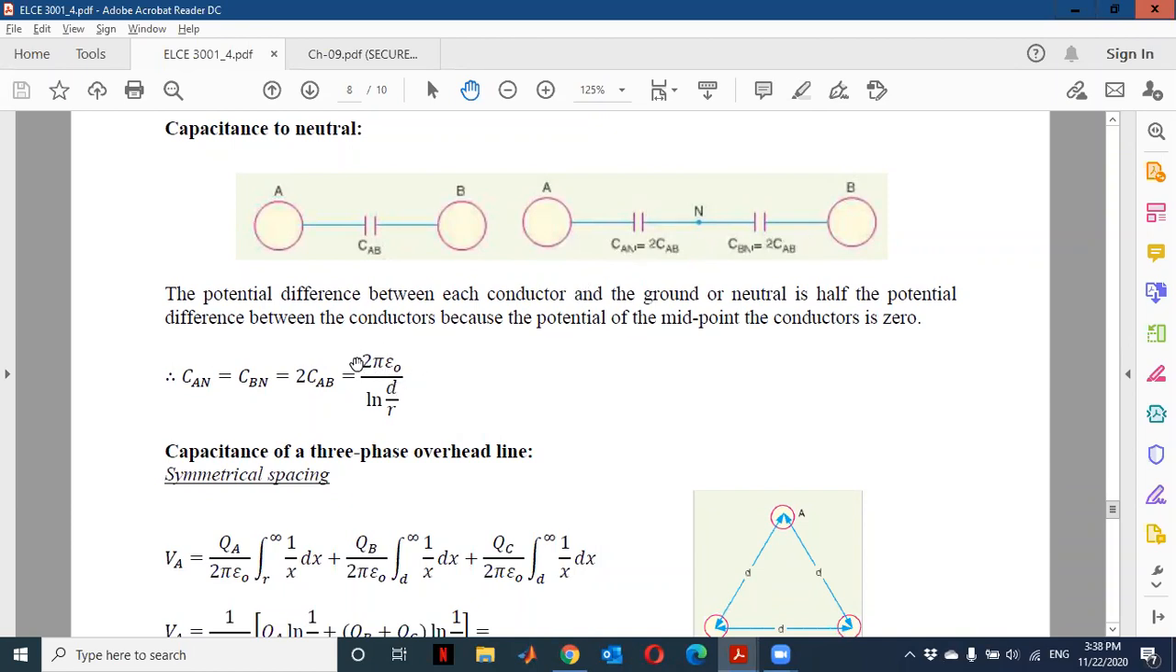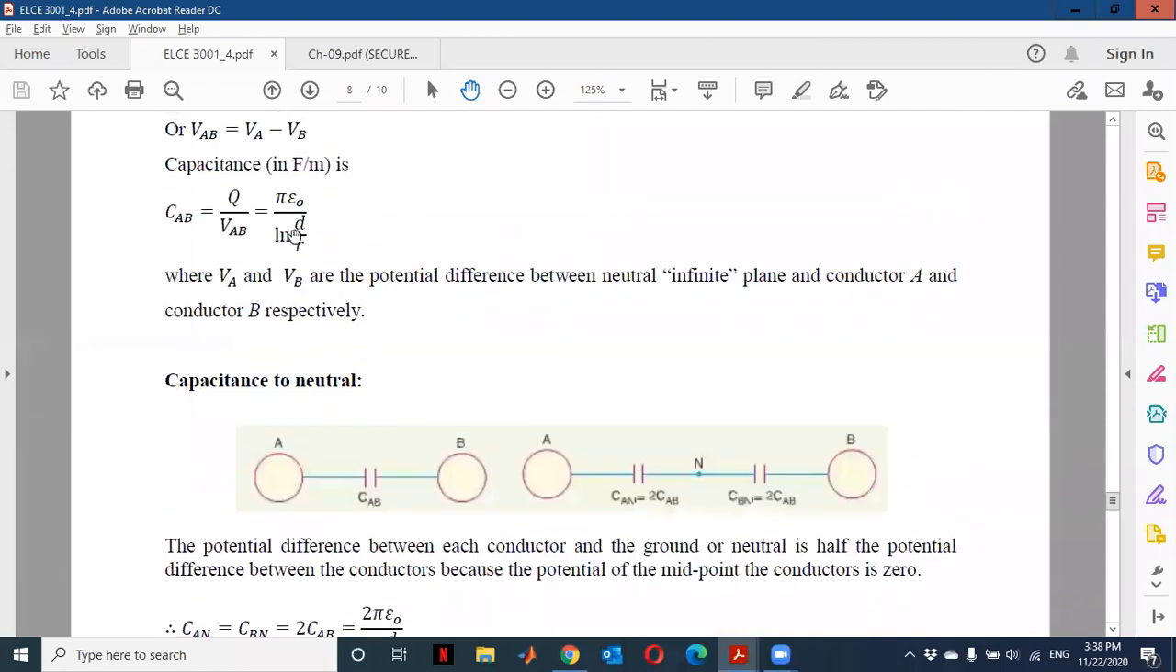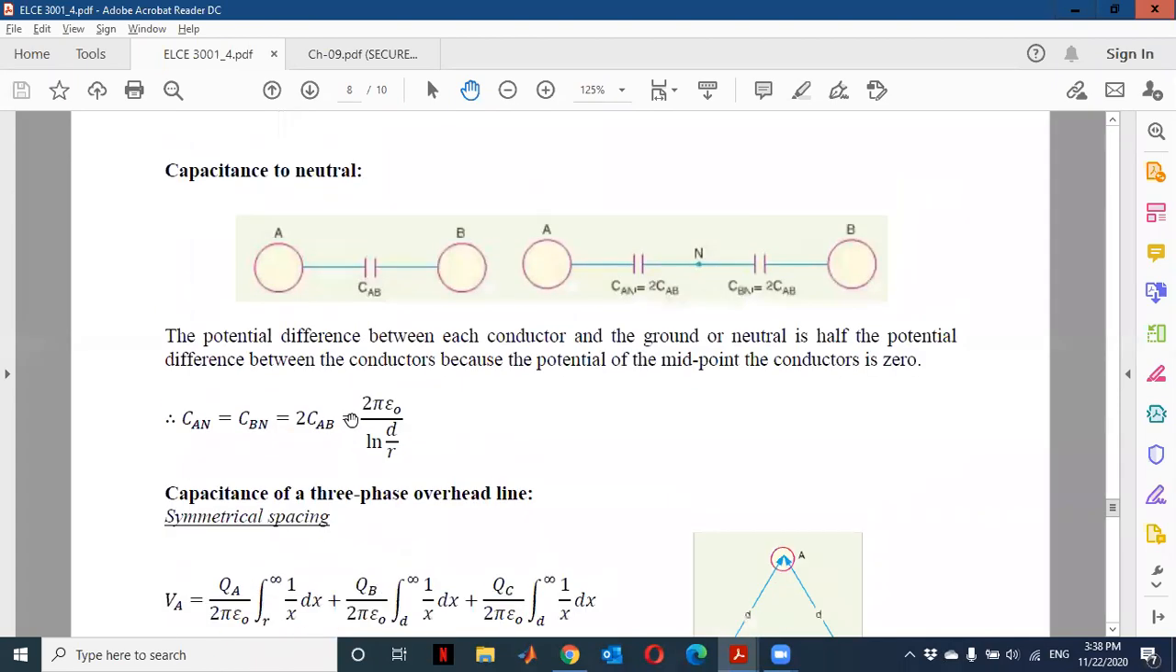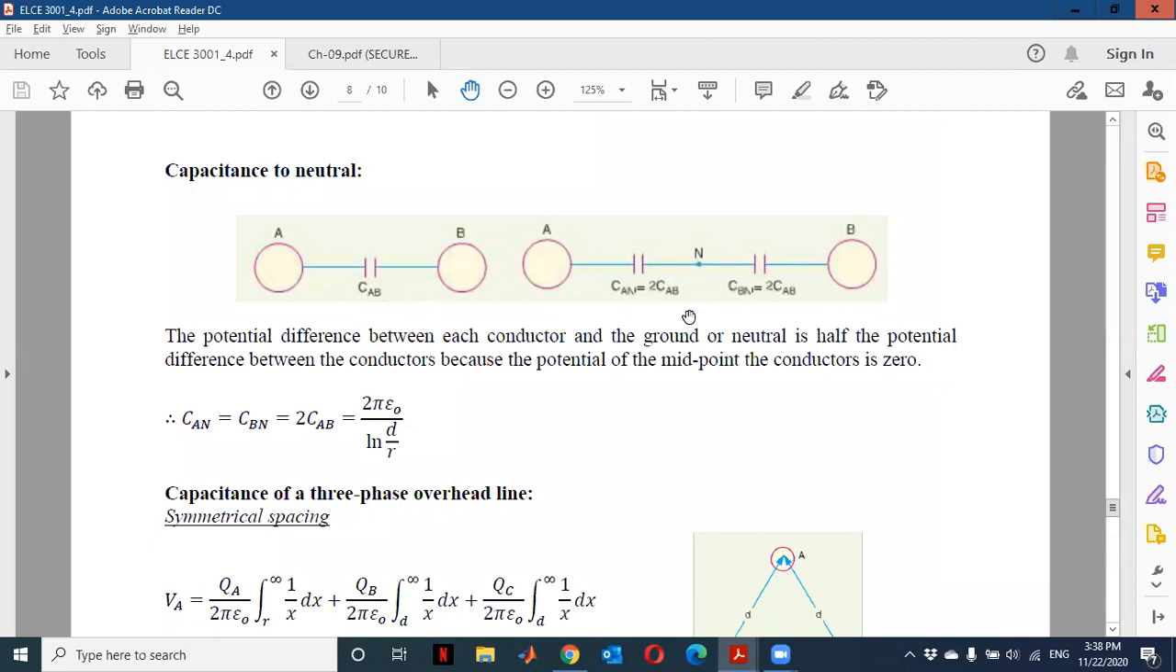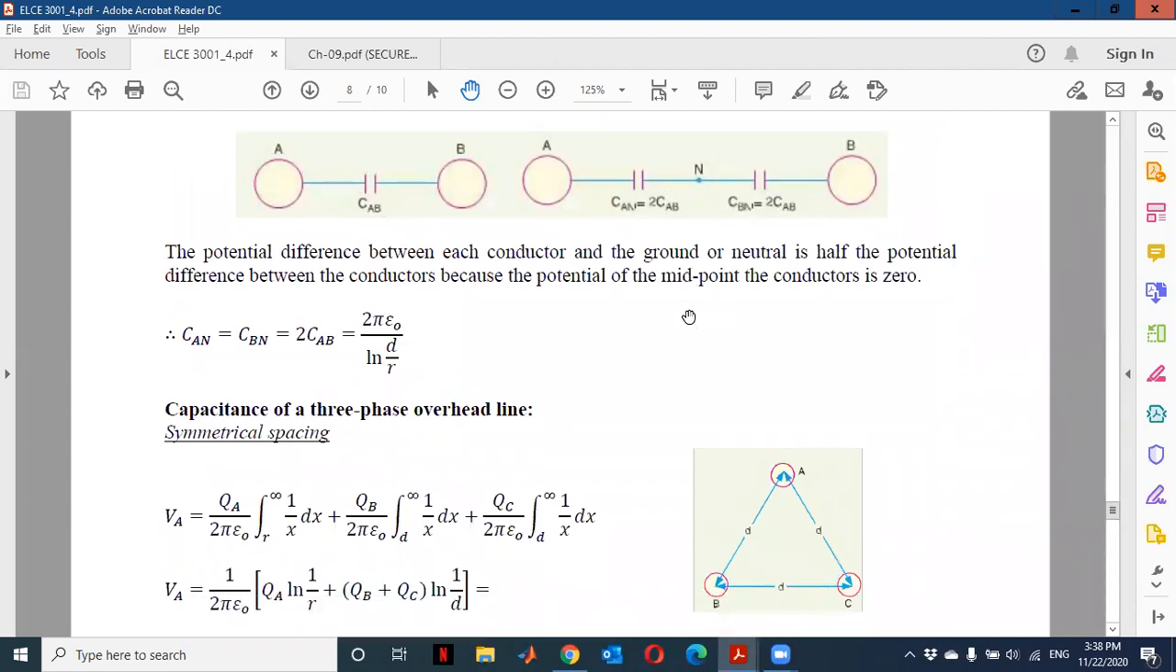We already know that CAB is pi epsilon naught over ln d over r. Multiplied by 2, we will get the value of capacitance from conductor A to N, or the value of capacitance from conductor B to N. This is if we have two conductors with neutral.